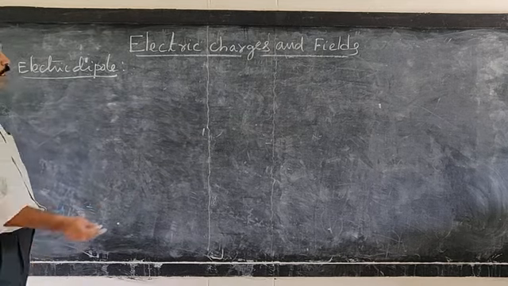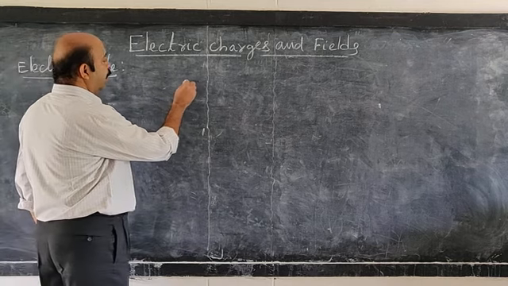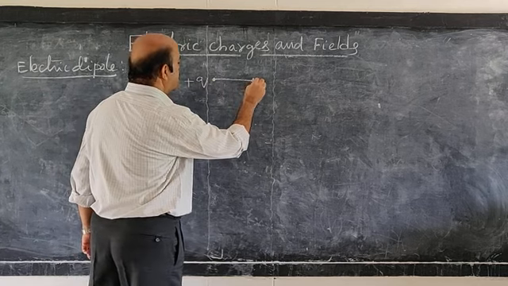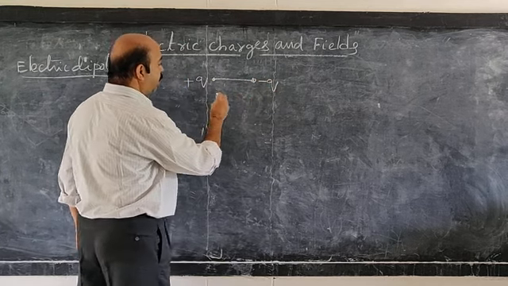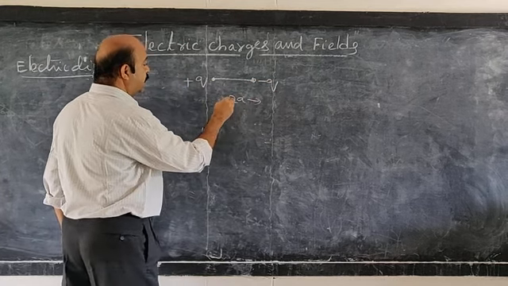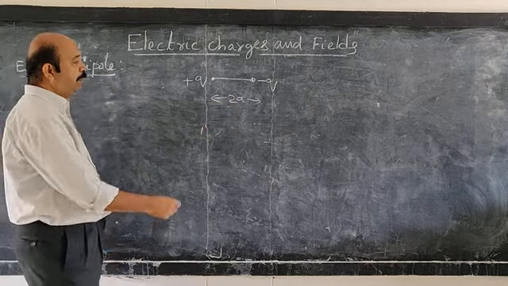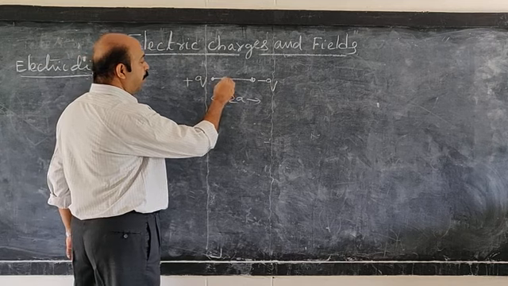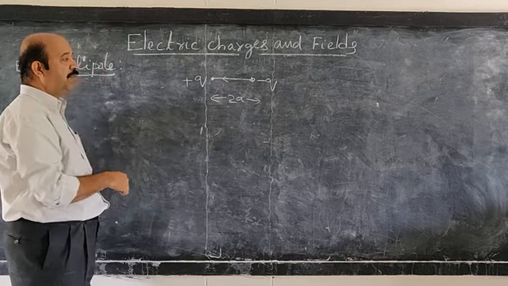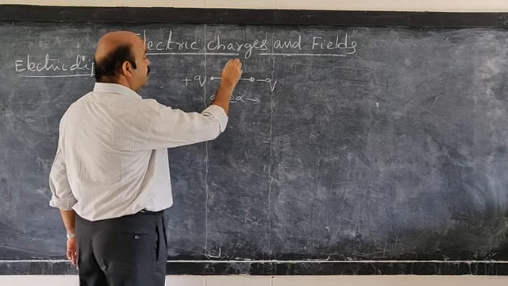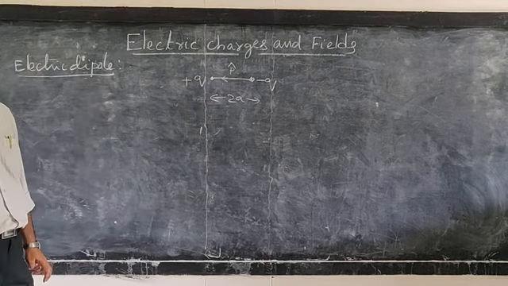So what is an electric dipole? It is nothing but two equal and opposite charges. Say suppose they are separated by some distance. Then this is called an electric dipole. A dipole has a direction. By convention, the direction is taken from minus q to plus q. So this is the direction of the electric dipole.